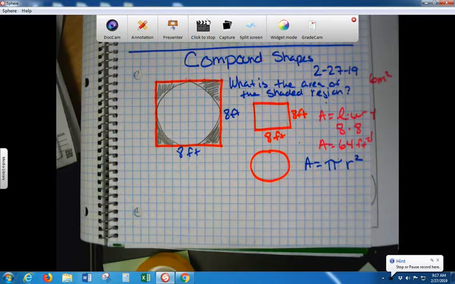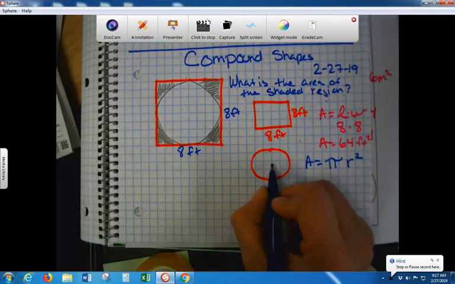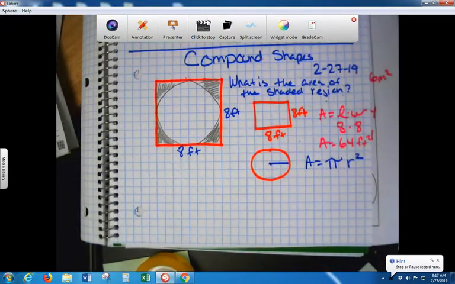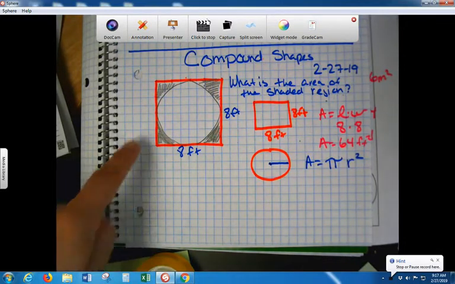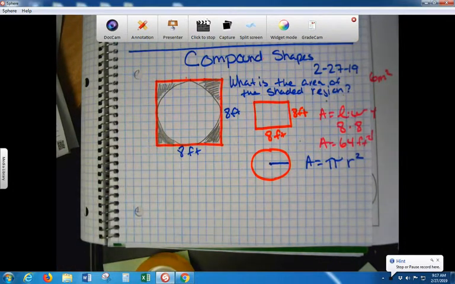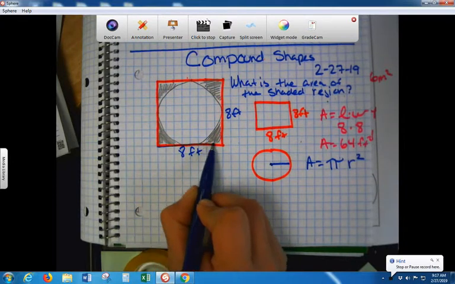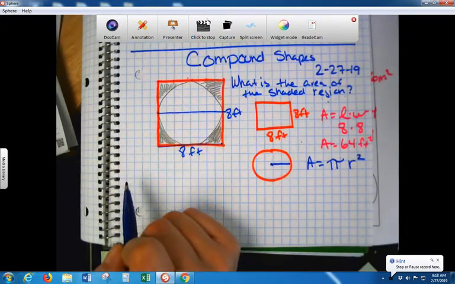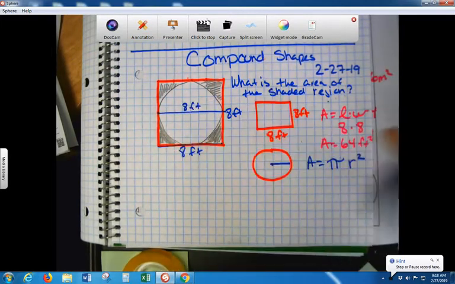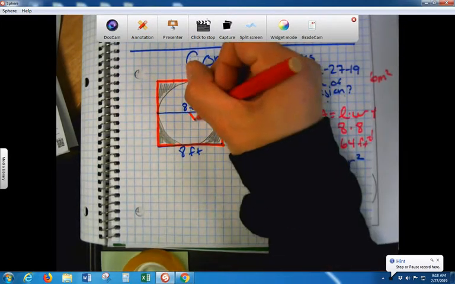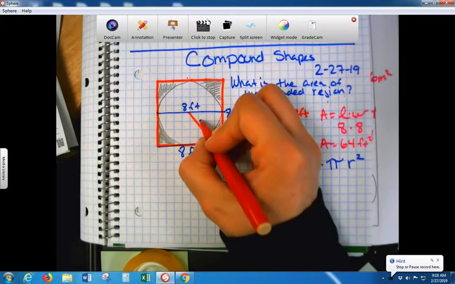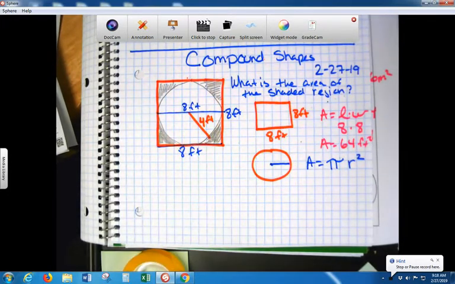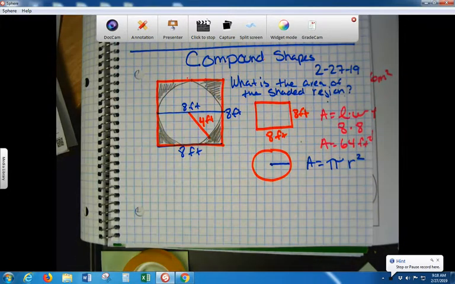Okay. So I need the radius of this circle. Let's go back to the original one. 8 feet would be this whole side, which if I move it up, it would be the diameter, right? So this is 8 feet. So what would be the radius, I should say? 4. Very good. Do you guys see how we got that? So it would be 4.